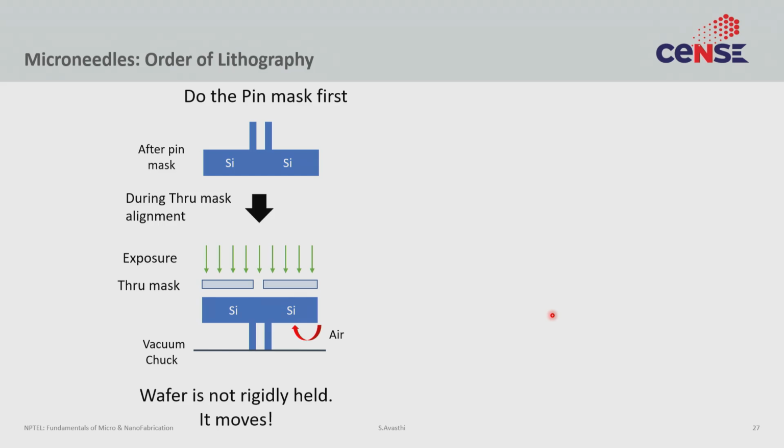What we were trying to do was the pin mask first. After the pin mask, this is the cross section you have, right? You have not done the through hole, but you have done the pin mask on the front side. And then what you do is you turn this wafer upside down, okay? And when you turn this wafer upside down, then you do the through hole mask. During this through hole mask, you do the alignment. So you have an aligner and you position the two together and then you start doing the exposure.